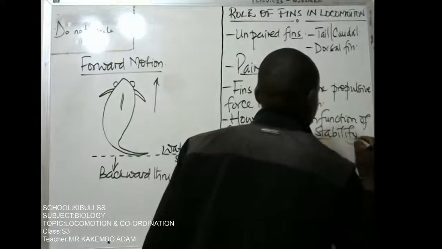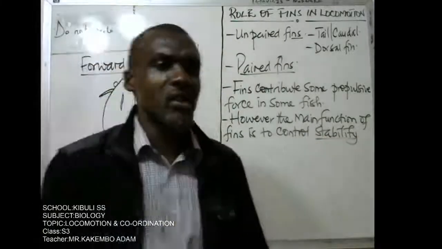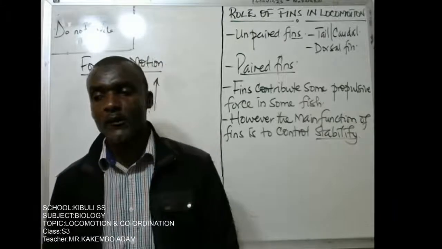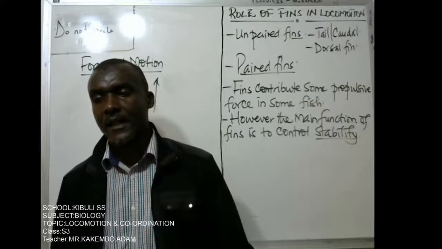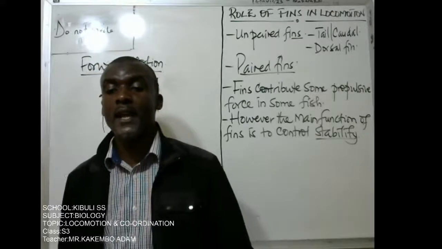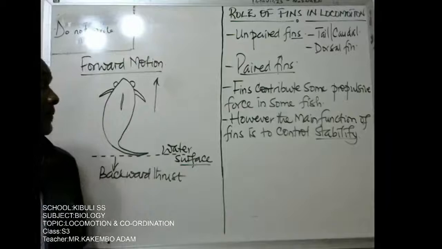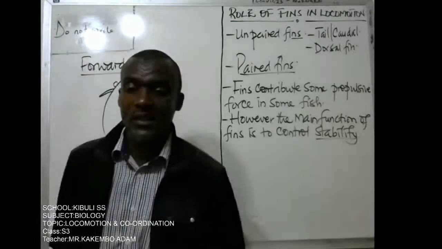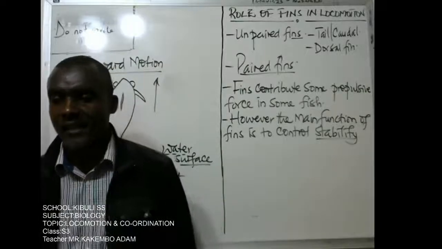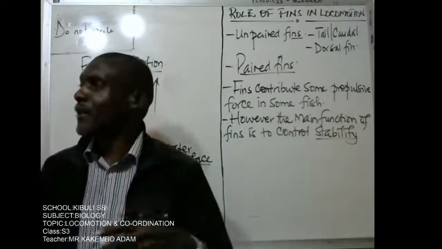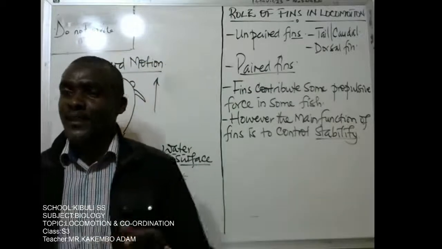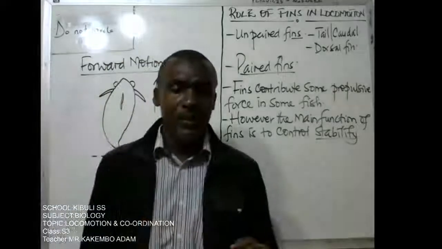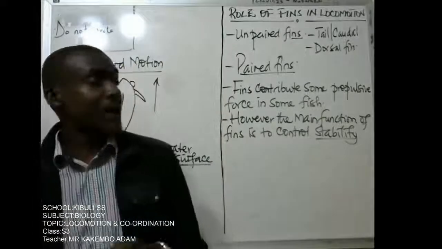To control stability. In other words, fish are always challenged when moving in water. They encounter a number of instabilities when in water. You look at these fins, they operate like brakes, like a car moving on the road or any vessel moving. It has those control mechanisms, so they control some instabilities.